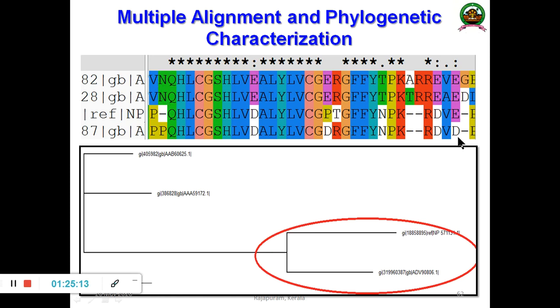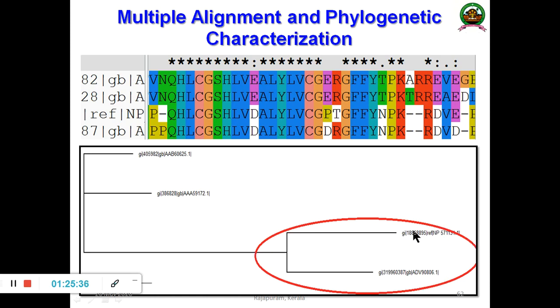Then which one will you select as the best template? Here you can see the first two are the phylogenetic tree, and you can see the multiple sequence alignment. Later you will get a phylogenetic tree, and from the tree you will be able to see these two sequences. Say, for example, this is your target, and if this is your template, undoubtedly you can select this one.